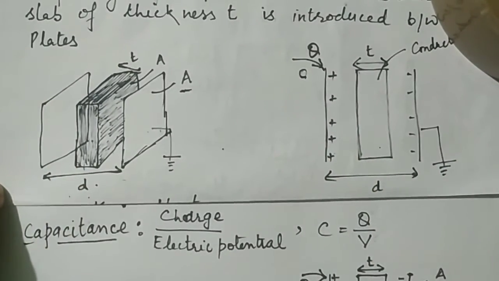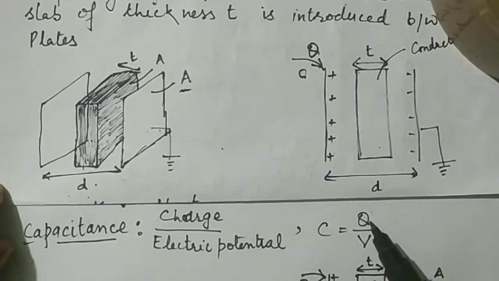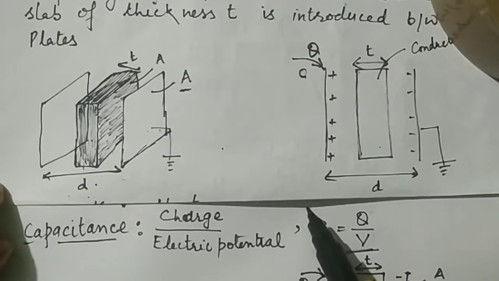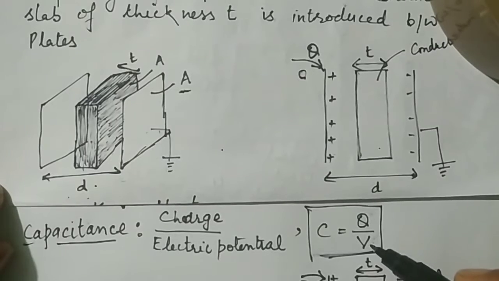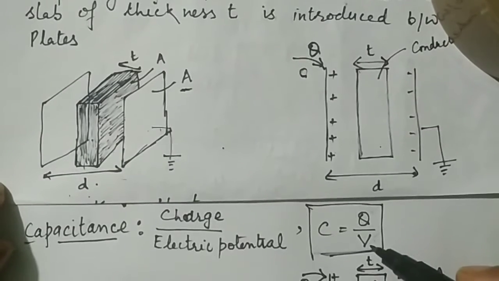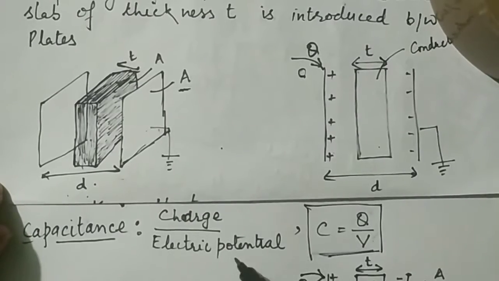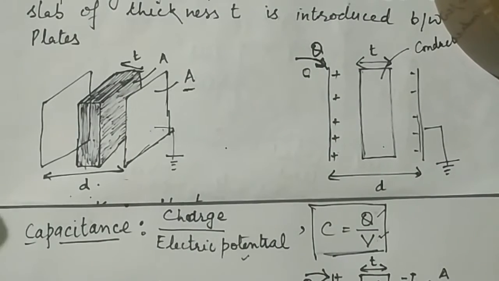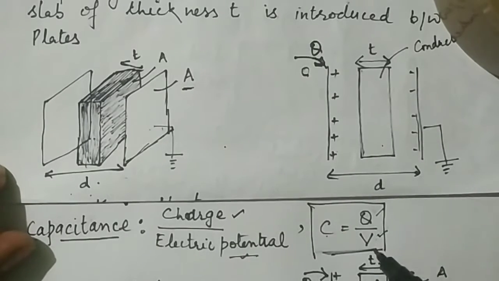the charge per unit potential developed. So that is Q divided by V. To find the capacitance means if you give a charge Q to it, then what is the potential, and the ratio gives the capacitance. According to the definition, capacitance is the amount of charge collected per unit potential developed. So C is equal to Q divided by V.